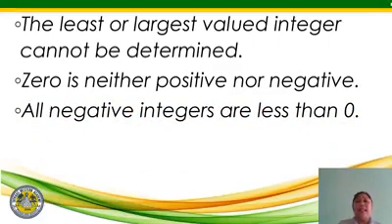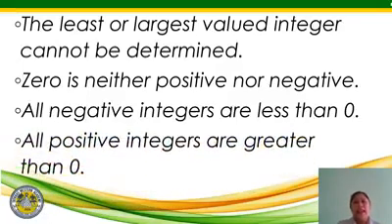All negative integers are less than 0. Meaning to say, the value of a negative number is smaller than 0. Then, all positive integers are greater than 0. So, meaning to say, the value of a positive number is greater than 0. These are some of the things that we're going to remember about the number line.